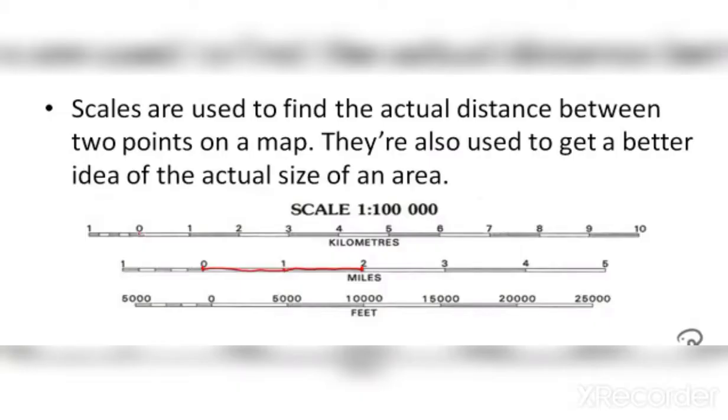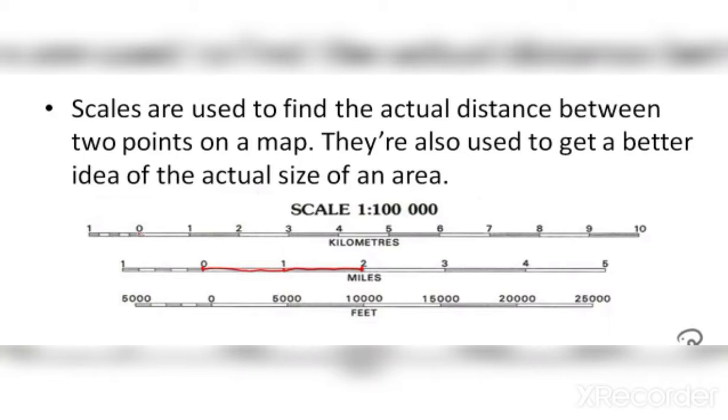When the distance between two given points on the ground is measured, it is called the ground distance. What is ground distance, children? When the distance between two given points on the ground is measured, it is called the ground distance. The distance between the same two points on the map measured along a straight line is called map distance. The ratio between the map distance and the ground distance is called the scale of the map.